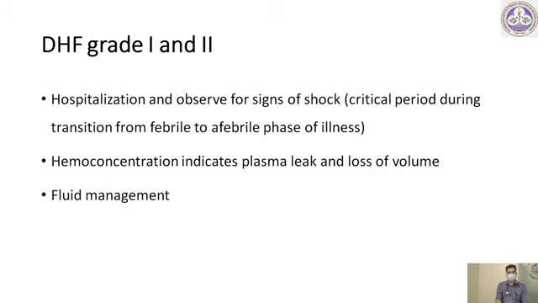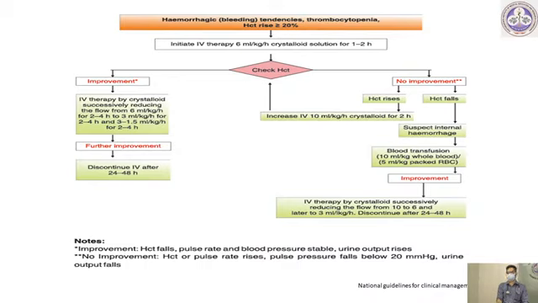In dengue hemorrhagic fever grade 1 and grade 2, the patient should be hospitalized and observed for signs of shock. The critical phase of dengue starts from the transition from the febrile to the afebrile phase of illness. So this is the most important time in which observation is required. Hemoconcentration indicates plasma leak and loss of volume.